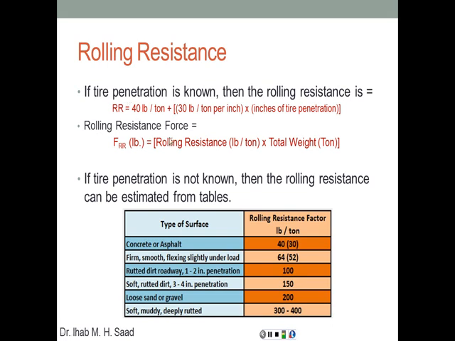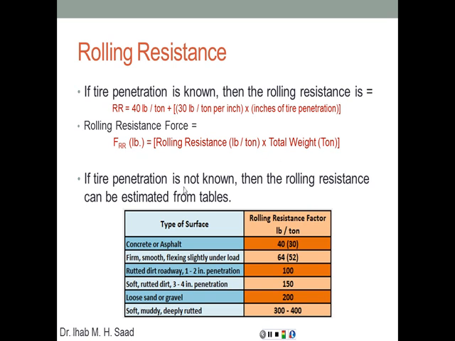The rolling resistance force for the whole equipment is going to be the rolling resistance in pounds per ton, which we calculated from here, the RR, times the total weight of the equipment in tons. That's going to be a force expressed in pounds.